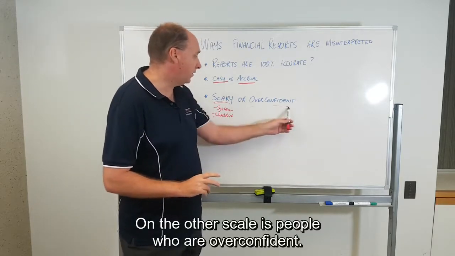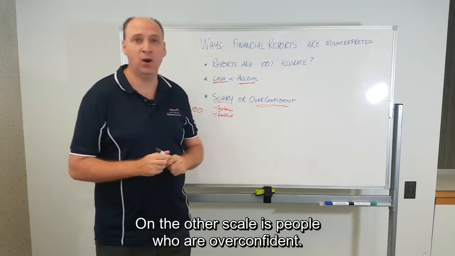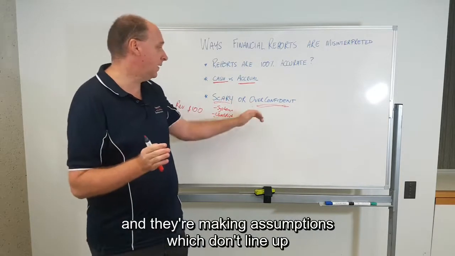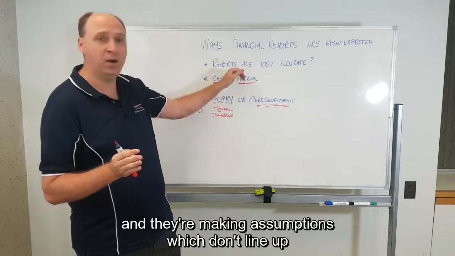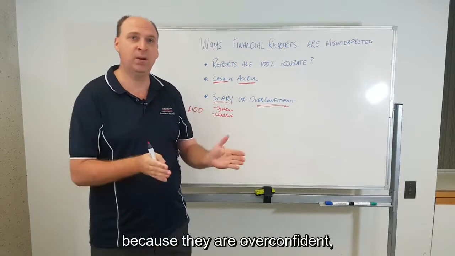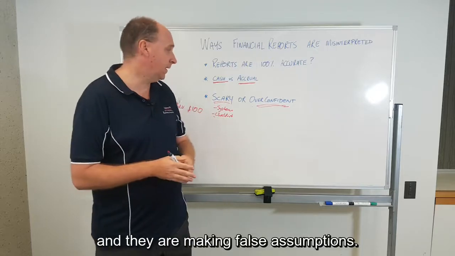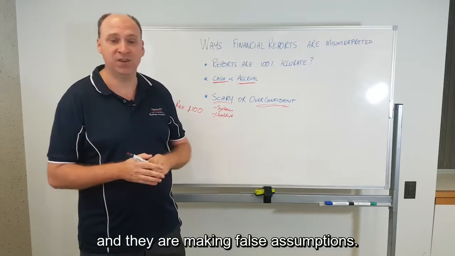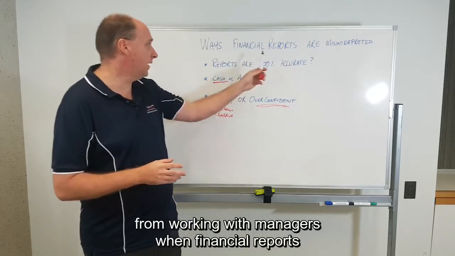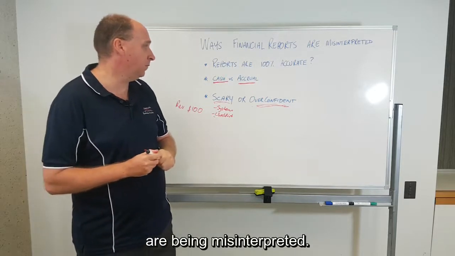On the other scale are people who are overconfident. These are managers who think they know the numbers, and then make assumptions which don't line up with what accountants do. They make mistakes because they're overconfident and making false assumptions. So these are three ways I've come across when working with managers that financial reports are being misinterpreted.